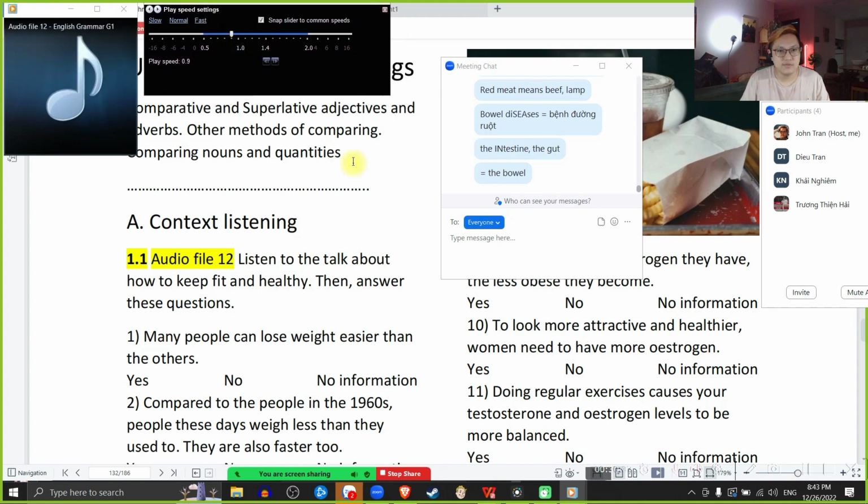Okay, let's try 90% first. Good afternoon, and welcome to this talk about how to keep fit and healthy. I'm Jenny Smith, head of the Association for Public Health. Nowadays, it's quite common for people to complain about their own weight and the inability to shred some pounds, regardless of what they do. Compared to the data of the 1960s, these days people are not only more overweight and slower, but also they are much more vulnerable to diseases such as cancer, diabetes, and heart problems.